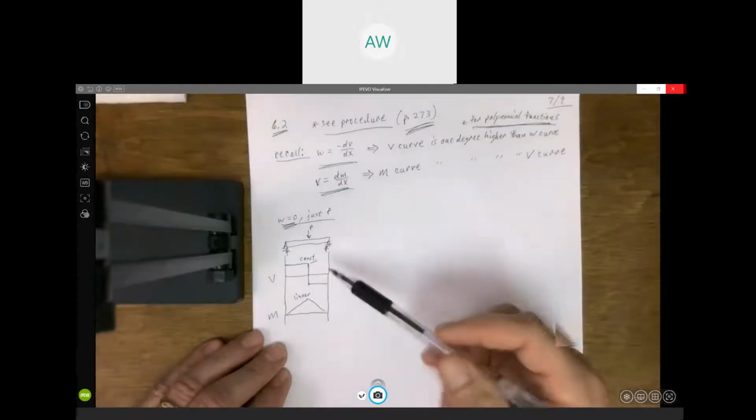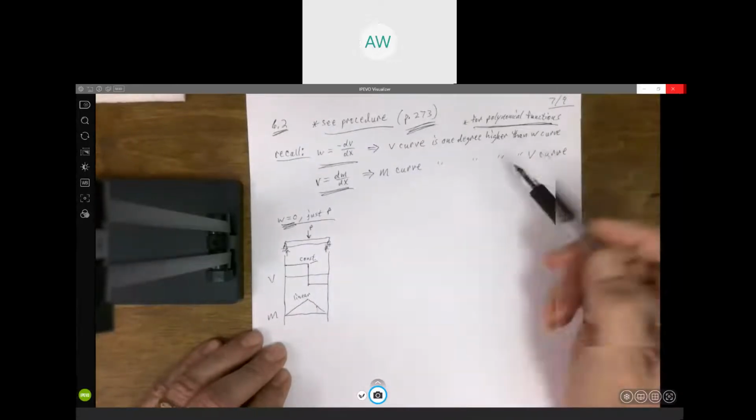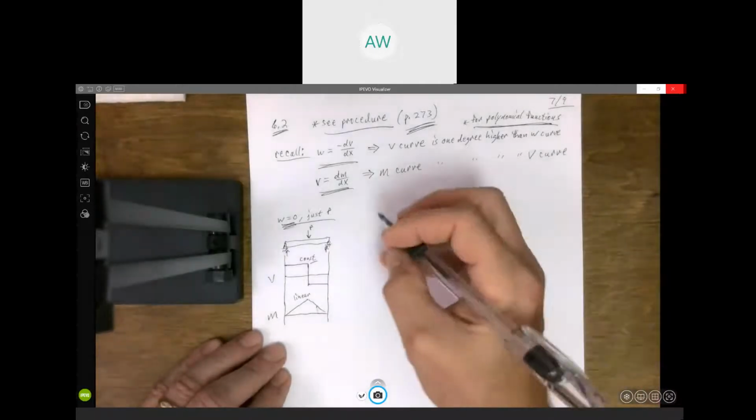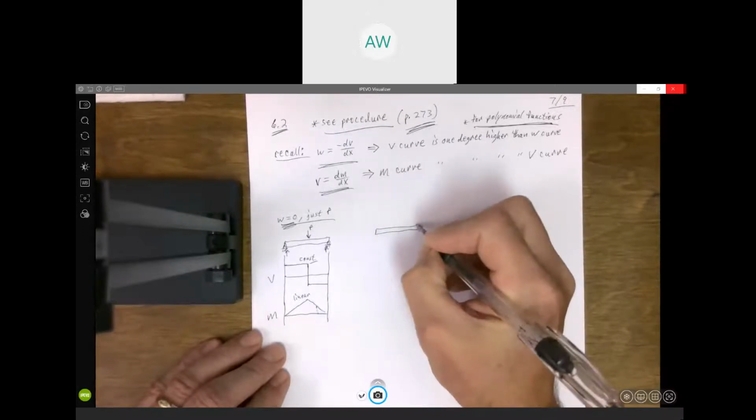That's how I knew when we drew those diagrams yesterday that the moment diagram was linear, because I know it's one degree higher than the shear force, right? And again, just some other illustrative examples. What if we have a constant distributed load?